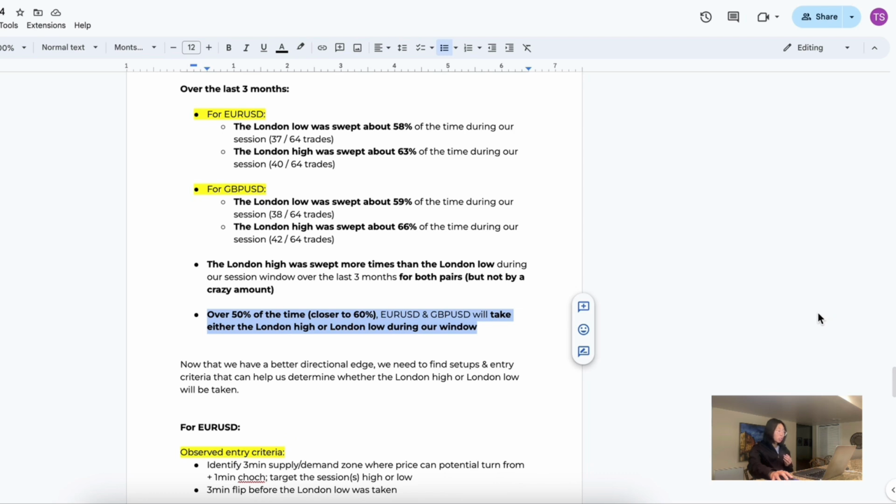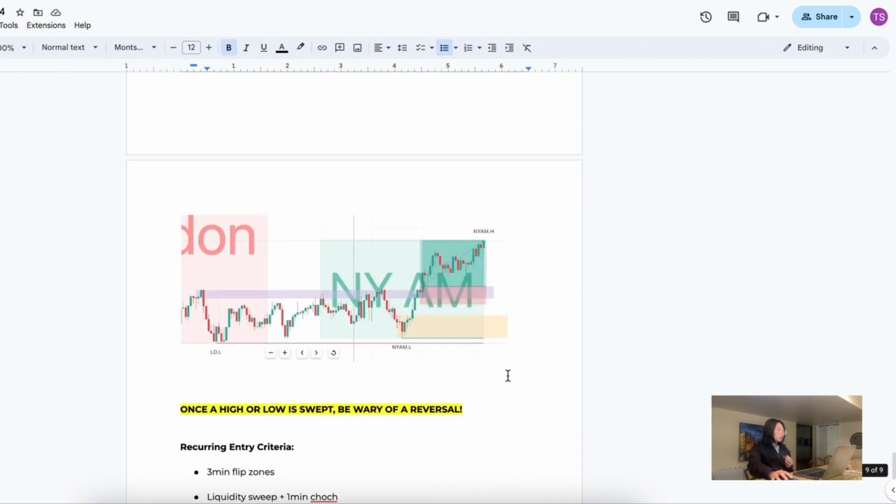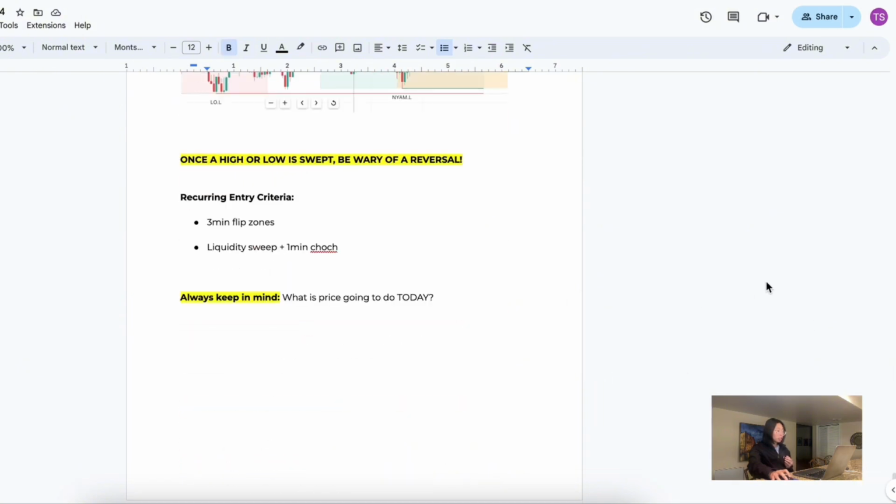But to start, continuing to look at the charts, I went back and tried to see if there were any entry patterns that were happening over and over again, or at least it looked like it was. Two stuck out to me, which were 3-minute flip zones and the liquidity sweep plus 1-minute change of character. I'll get into what a flip zone is in a bit, but this is what I have done so far to refine the strategy, and I want to continue refining it into next week.